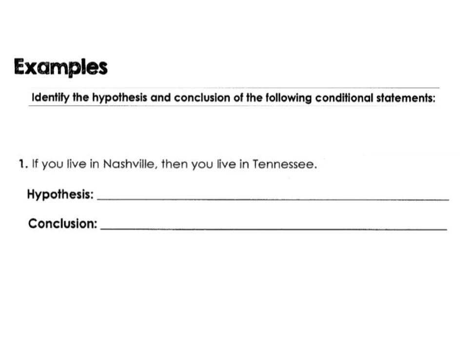Here's an example of a conditional statement. We want to identify the hypothesis and the conclusion. So first let's start by identifying the hypothesis. The hypothesis of a conditional statement is the phrase that immediately follows the word if. So we've got our word if here. So our hypothesis would be, if you live in Nashville. So we would write that our hypothesis is, you live in Nashville.